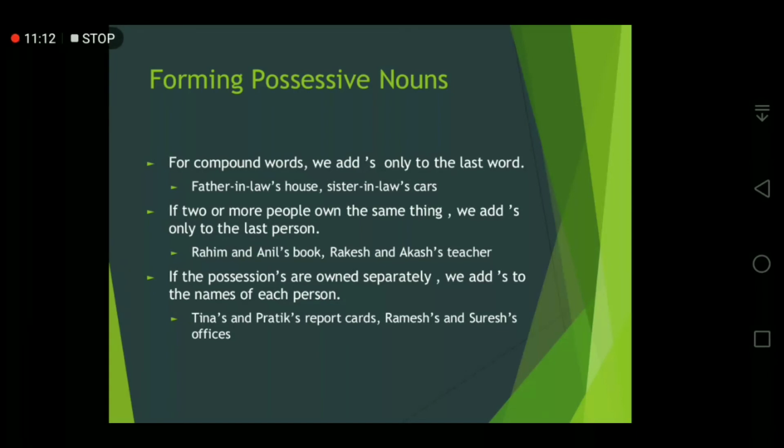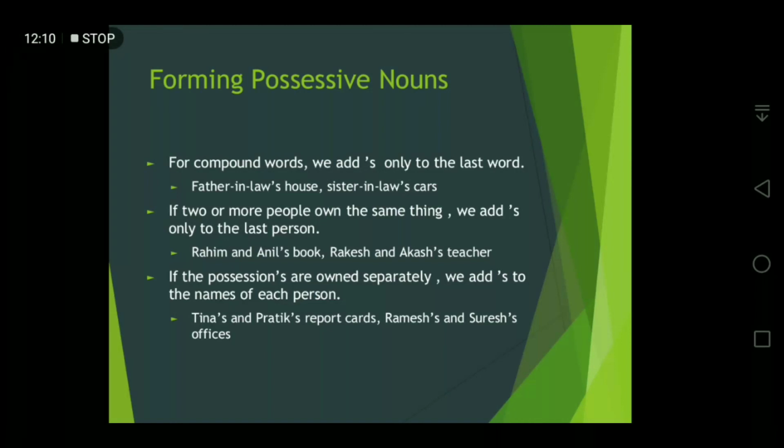Then, if two or more people own the same thing, we add apostrophe s only to the last person. If two or three persons jointly own only one thing, like Rahim and Anil's book, Rakesh and Akash's teacher. So here, Rahim and Anil's book means this book belongs to both of them, Rahim and Anil. Rakesh and Akash's teacher means the teacher belongs to both Rakesh and Akash.